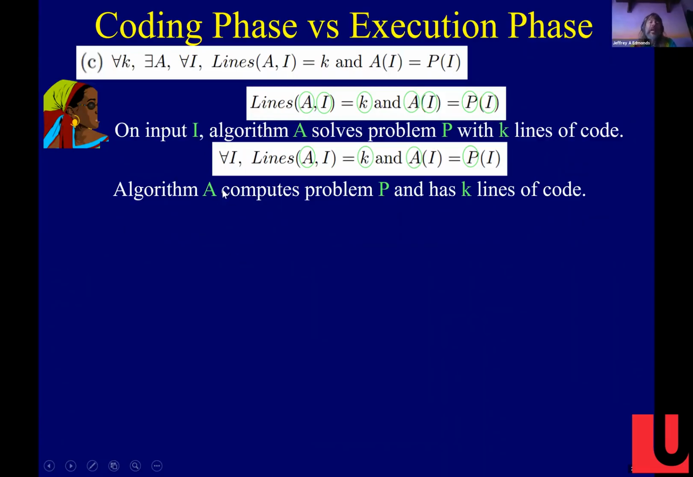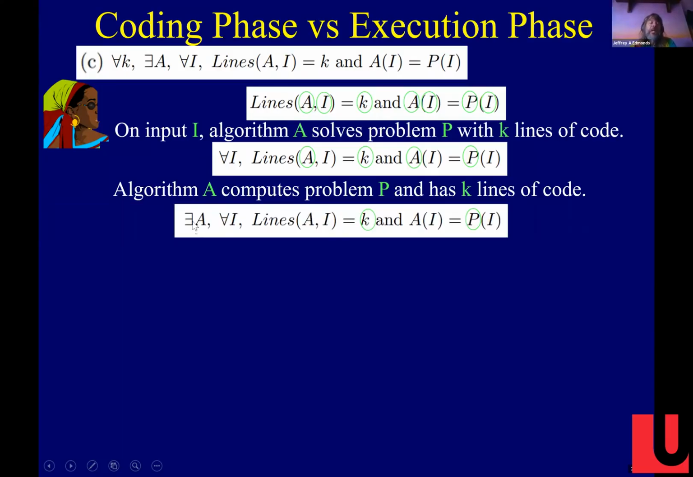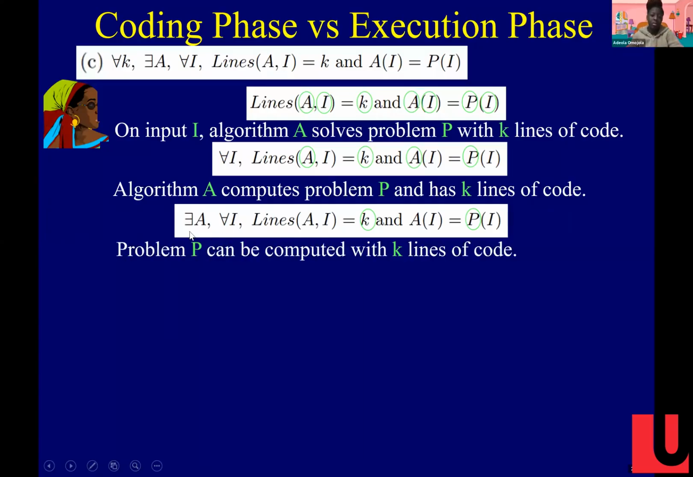All right, let's go back to the slide here, right? We're saying algorithm A computes problem P with k lines of code. Here you notice we didn't mention the input. And when we say there exists an algorithm with this property, there exists an algorithm that can solve P with k lines of code, then we're just saying problem P can be solved, right? Here we're just talking about P and k. What do we want to say about P and k? Problem P can be solved with k lines of code, right?